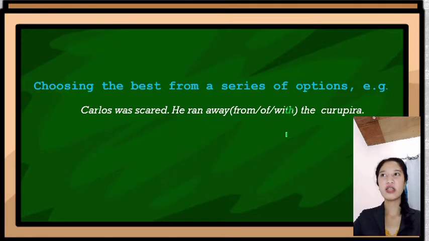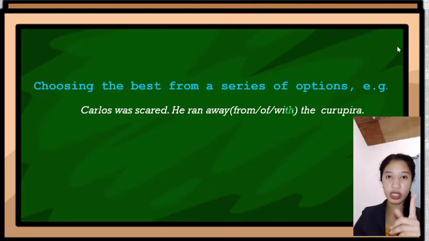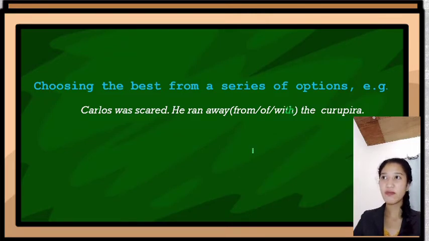Now let's proceed to the middle one. Carlos was scared. He ran away of the Curupira. Do you think it fits into the sentence? Of is a function word which indicates pointing to something. Thus, is Carlos pointing to something here? Does he mention he is pointing to something? No, right? So this is a no also.